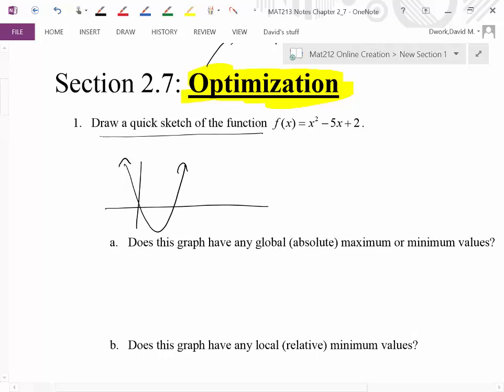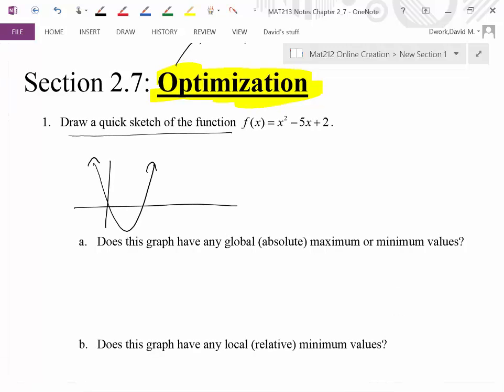So, does this graph have any global or absolute maxes or mins? Your book will use both terminologies interchangeably, so make sure you understand what that means. What we mean by global is, if you think about it, like in the world, if I say you are globally the best baseball player, well, that means no matter where you go, there's nobody better than you. So what we're going to talk about here is, does this graph have a max or a min?